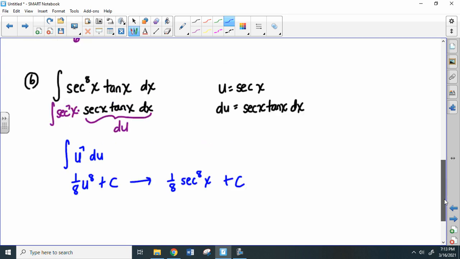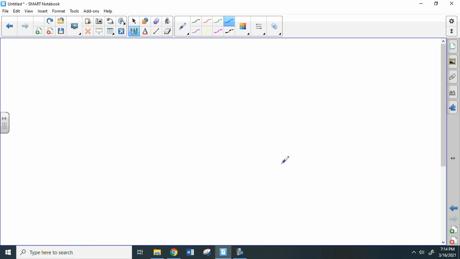Well, let's just keep on moving. How many did I get there? Okay, that's enough for one page. Let's move on to another page.